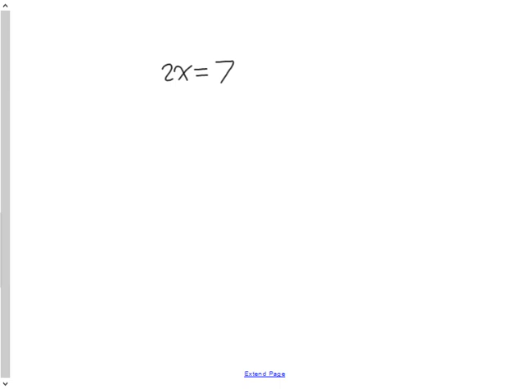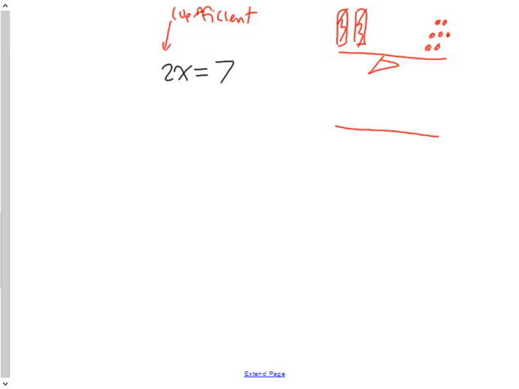Now we have an equation where there is no constant. There is just a coefficient. And if I was to draw it, it would be 2 x's is equal to 7. Okay? And if 2 x's are equal to 7, then each of these x's is equal to 3.5. What I would do numerically is divide both sides by 2, and I would end up with x equals 3.5.